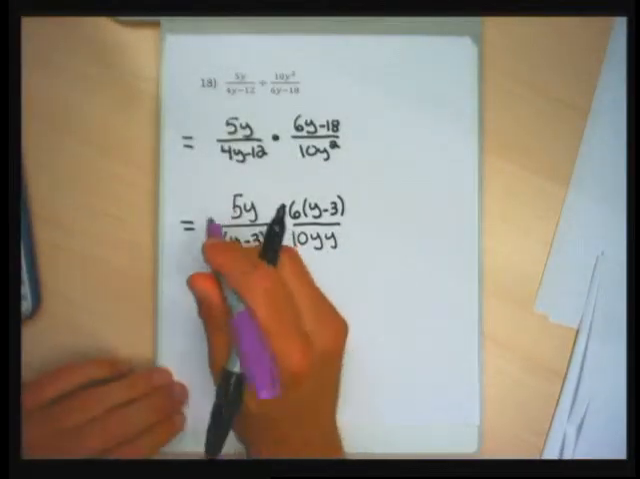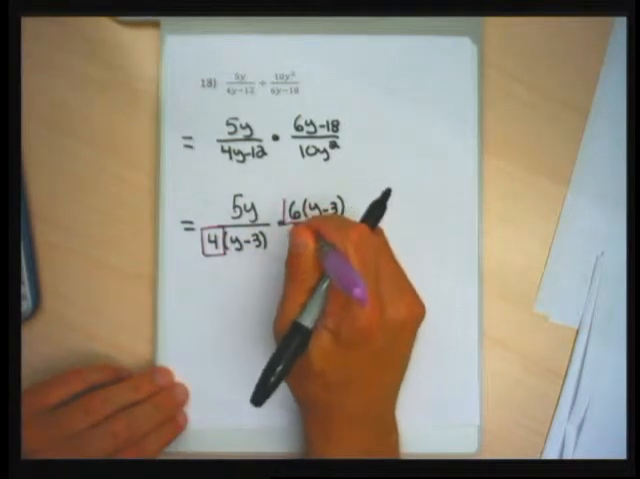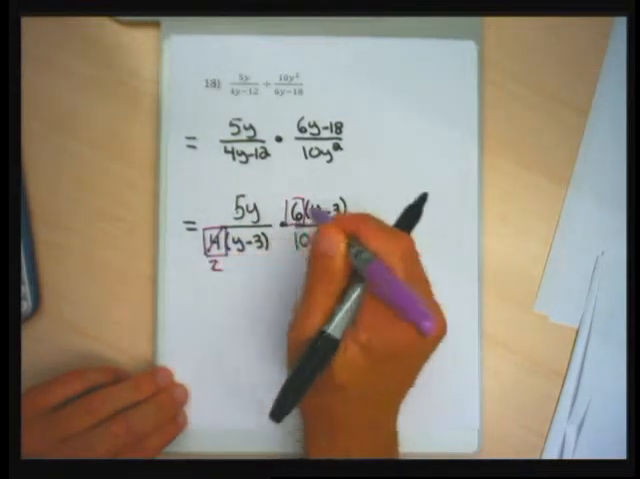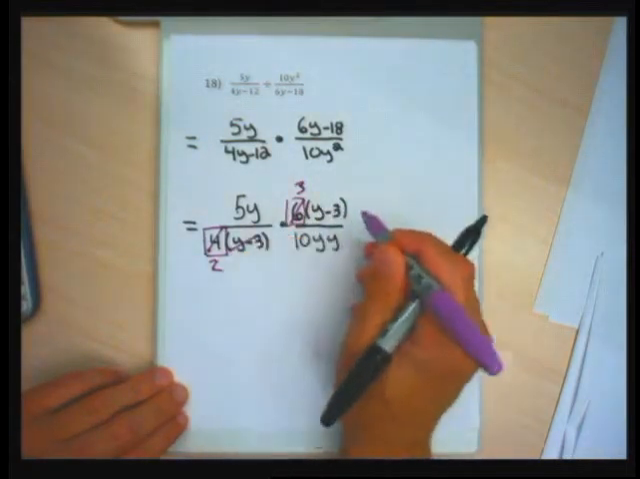So single numbers in front of parentheses, when I go to cancel, will cancel with single numbers in front of parentheses. So this 4 and this 6 will cancel. 4 divided by 2 is 2. 6 divided by 2 is 3. The y minus 3's will cancel.